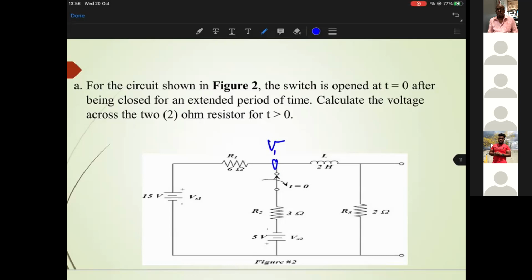Since that inductor would be represented by a short circuit, that would just be V1 over 2. Okay. I then found tau, L over 6 ohms plus 2 ohms.